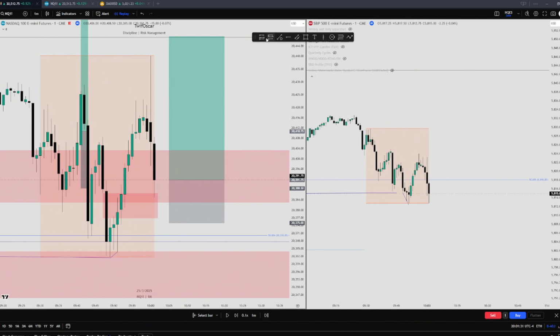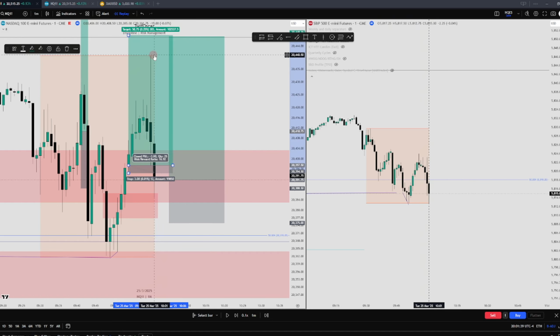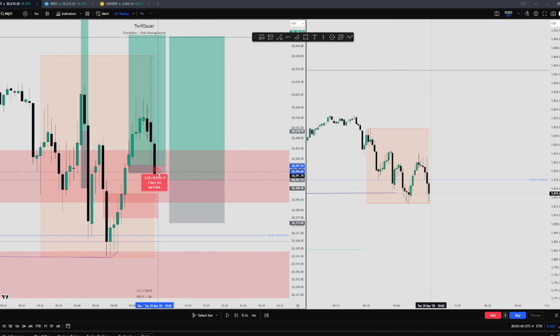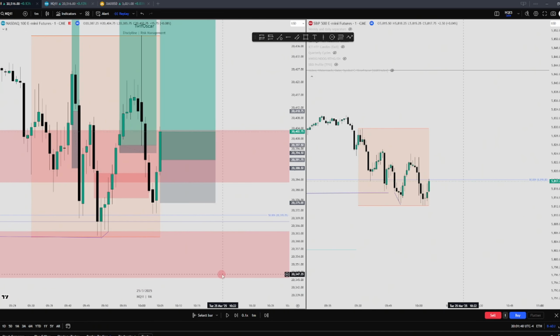10 o'clock. Wait, I think I actually have a position here. And then I move my stop loss, and then I was targeting here and I didn't take profit. And I lost 40 bucks on this. So we keep playing, we keep playing.